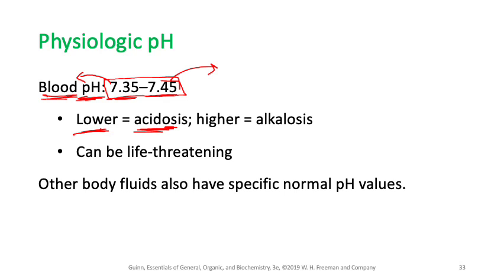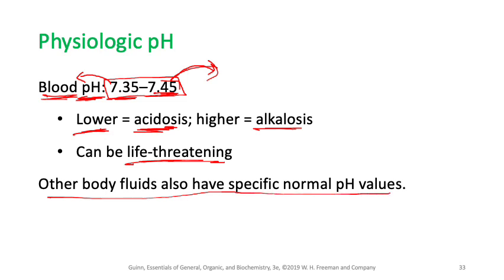And if the pH value goes higher than this range, 7.45, then you have one more condition called alkalosis, right? Both of these conditions can be very dangerous and very life-threatening. That's why understanding the concept of pH and how to maintain that pH in the blood is very important, right? And we also have other fluids in our body that have specific normal pH values.